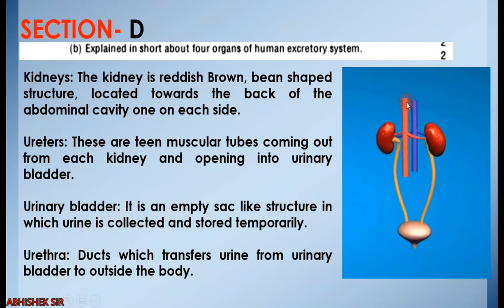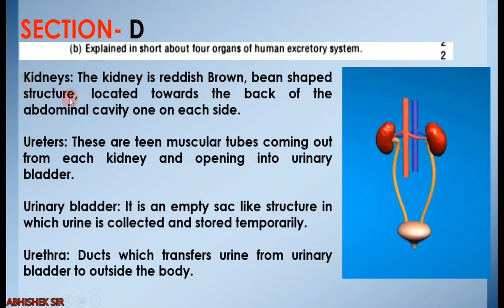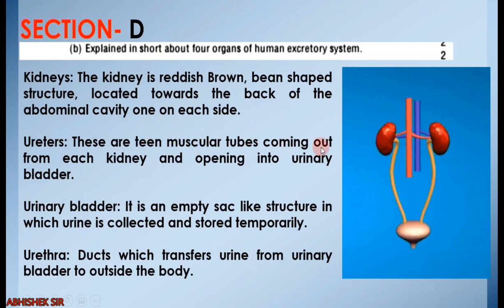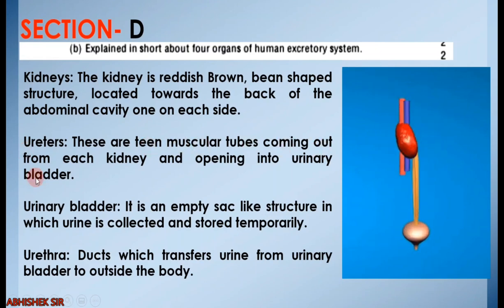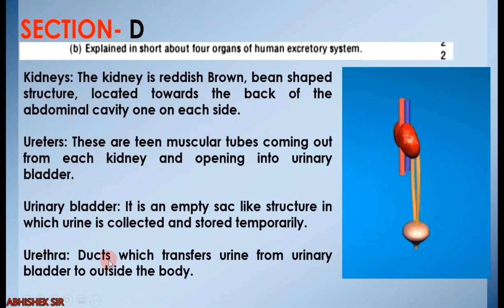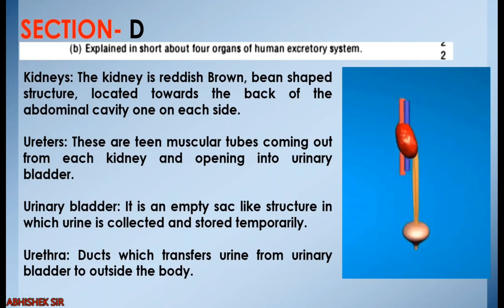And the last one, explain in short about 4 organs of the human excretory system. 2 marks is there. So one statement about each organ will be enough. So starting with kidneys. Kidney is the reddish brown bean shaped structure located towards the back of the abdominal cavity, one on each side. Talking about ureters, they are the thin muscular tubes coming out from the kidney and opening up into the urinary bladder. What is the urinary bladder? It is an empty sac-like structure in which urine is collected and stored temporarily. Urethra, it is the duct which transfers urine from the urinary bladder to outside the body.